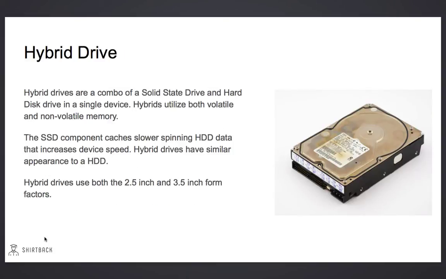Hybrid drives are a combination of solid-state and hard disk drive features in a single device. Hybrids can use both volatile and non-volatile memory. The solid-state drive component of a hybrid drive will cache the slower spinning hard disk drive data to increase the device speed. Hybrid drives have similar appearances to a hard disk. The two most common form factors for hybrid drives are 2.5 and 3.5 inches.